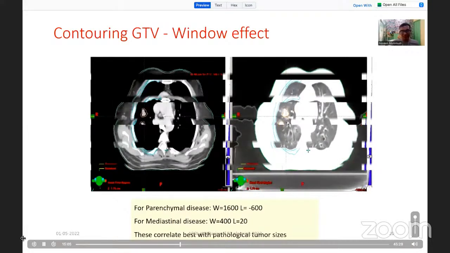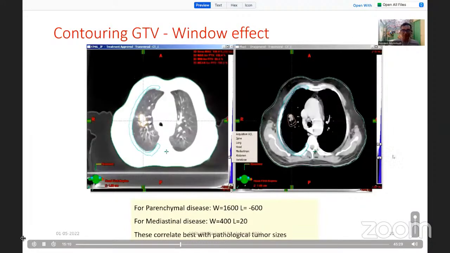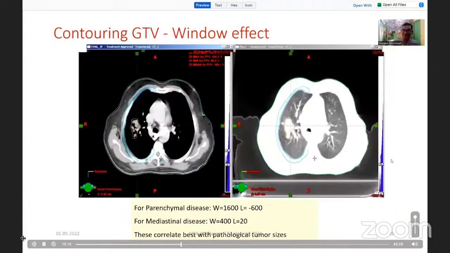This again demonstrates how the window level actually helps you to completely delineate the tumor, because you might be missing some part of the tumor which may not be as visible as it is in the lung window.